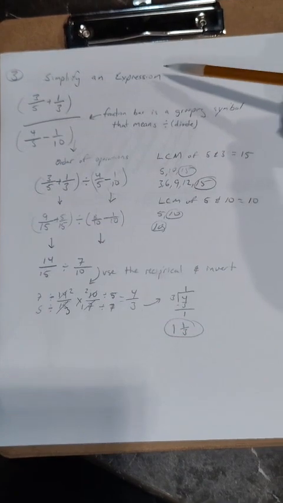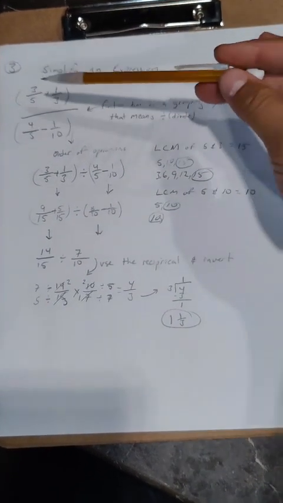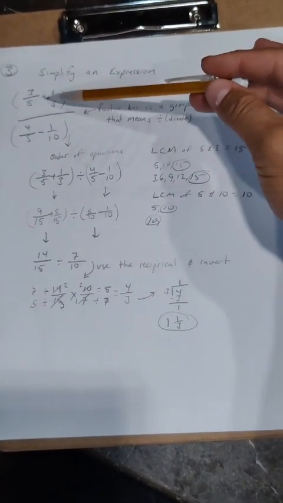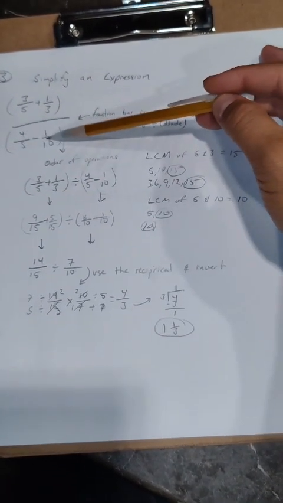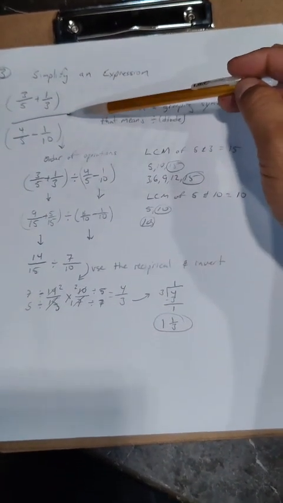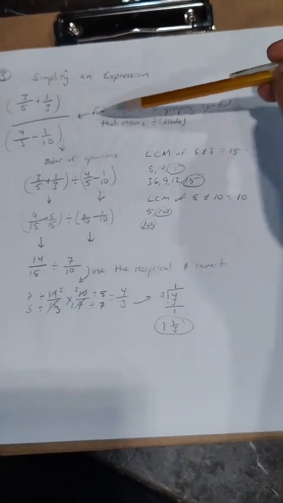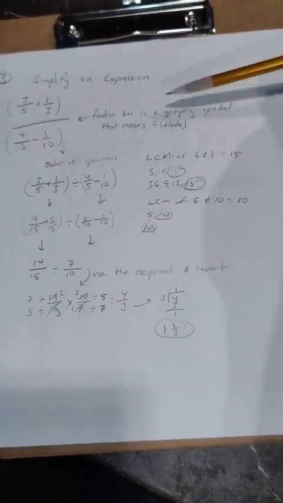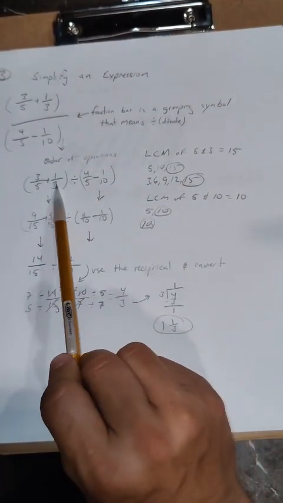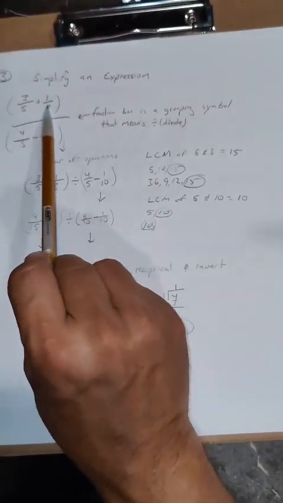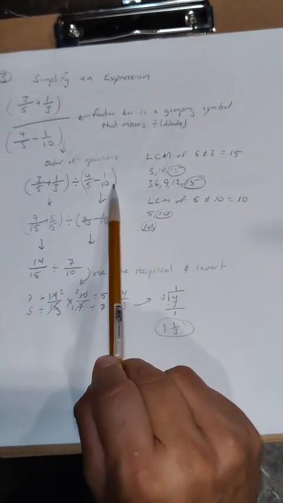Number 3, simplifying an expression. 3/5 plus 1/3 divided by 4/5 minus 1/10. It's important that we rewrite this. This fraction bar here is a grouping symbol. That means division, to divide. So use the order of operations. We have the top one grouped here and the bottom one grouped here.